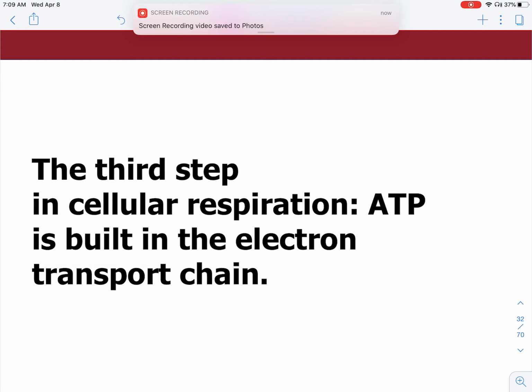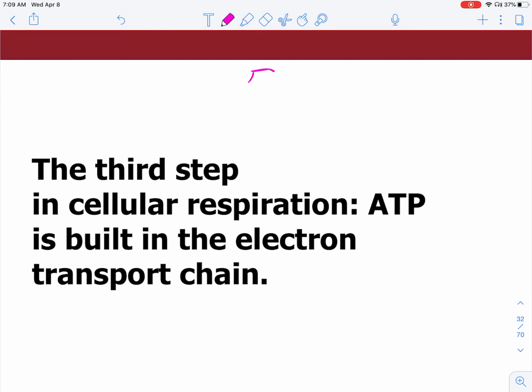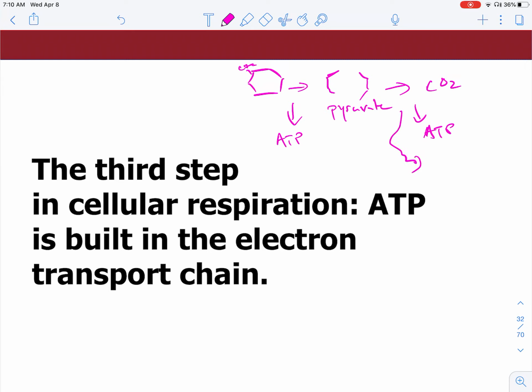Okay, so we have taken this sugar molecule. We have broken it down. We have split it up into two molecules of pyruvate. We got a little ATP out of that. We then broke this down to carbon dioxide. We got a little ATP out of that, but we got a bunch of reduced electron carriers.